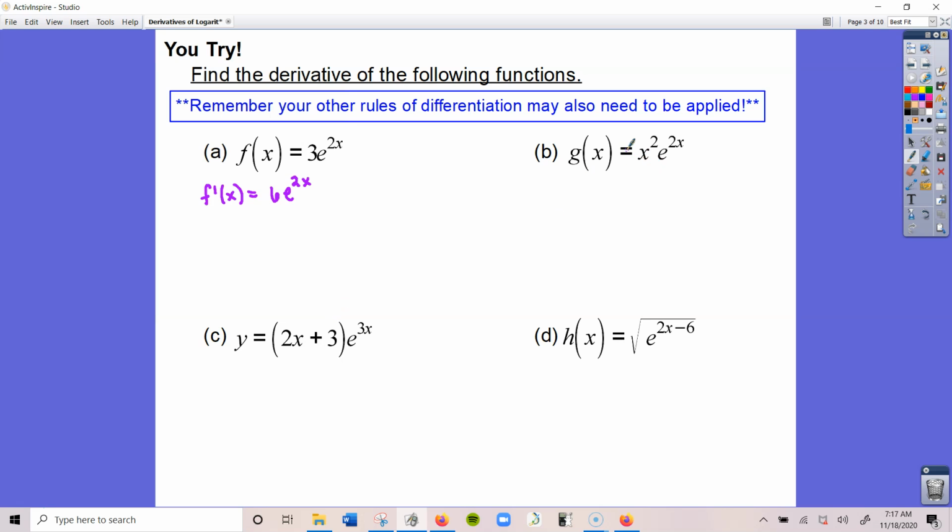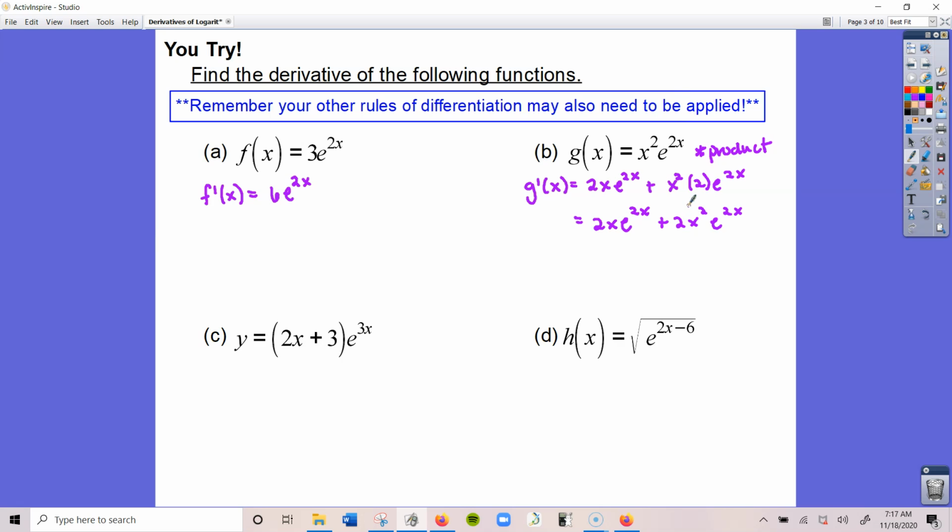For g of x, for b, we notice that we have x squared times e to the 2x. Here, we would have to use the product rule. So g prime of x is equal to the derivative of the first term, so 2x, leave e to the 2x alone, plus x squared. And now we find the derivative of e to the 2x. The derivative of the exponent is 2, and then times the function. I can simplify this to be 2x e to the 2x plus 2x squared e to the 2x.